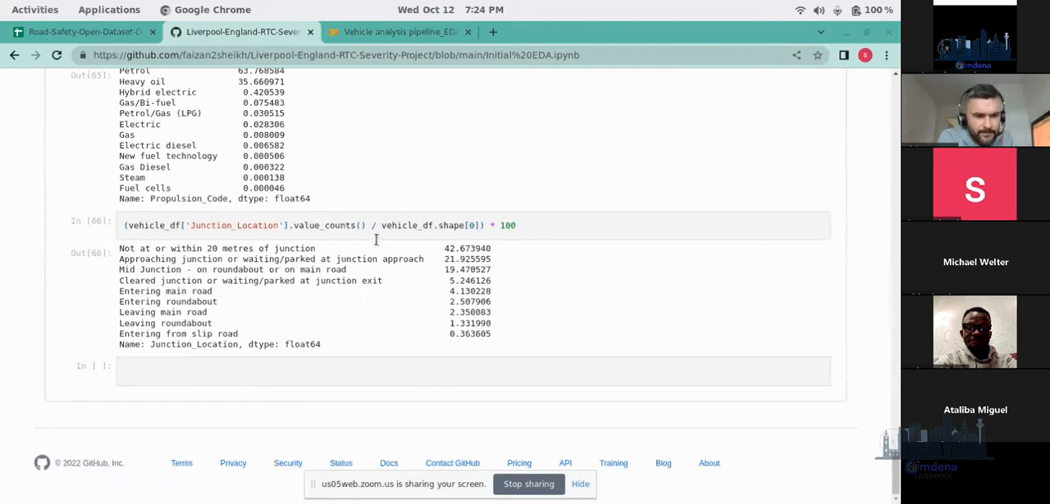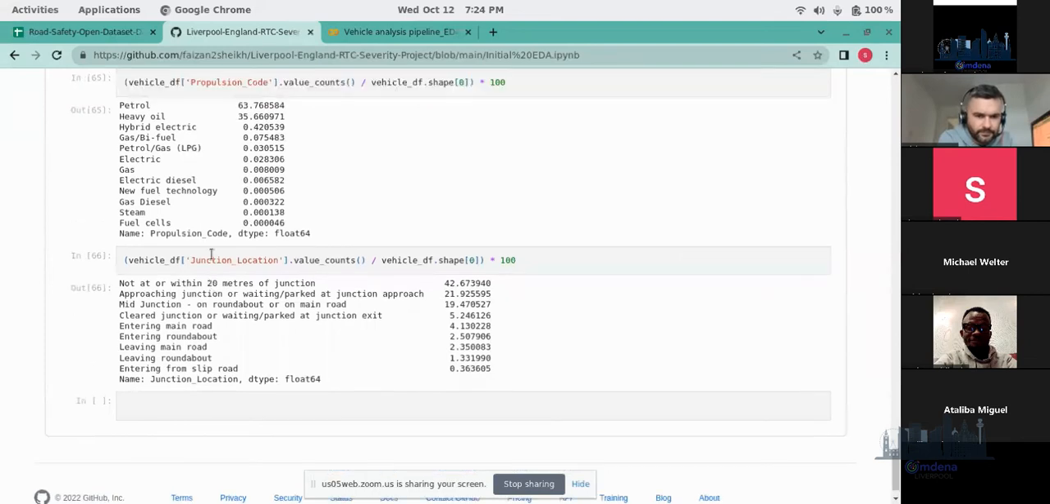So the last one is the junction location. So it seems like a lot of accidents happen within 20 meters of junction, right? Or approaching the junction. It seems like in the UK, it is a left-hand side road, right? Driving, right? I have to think about that for a second.